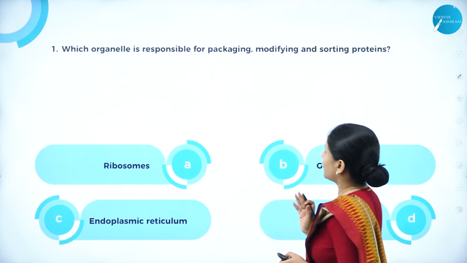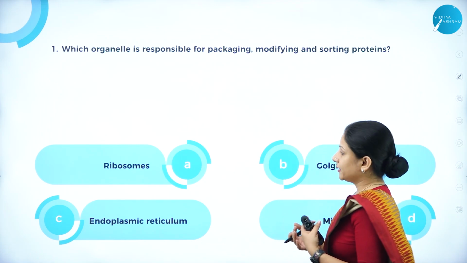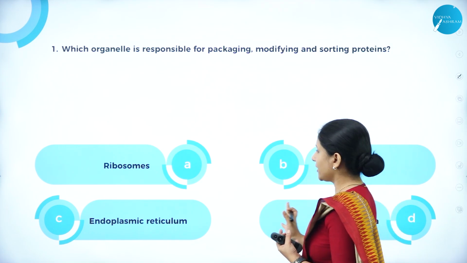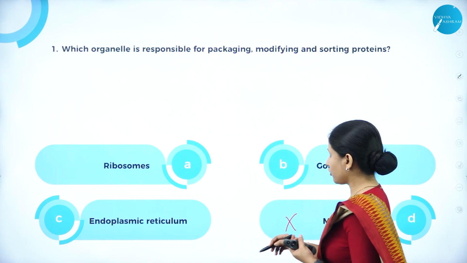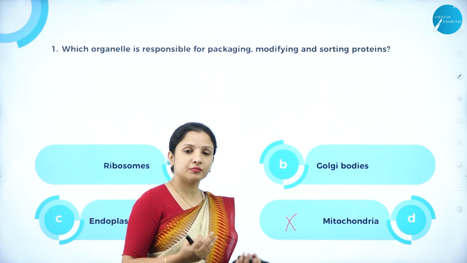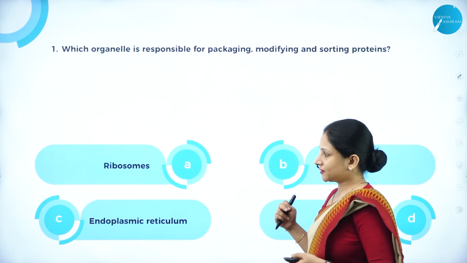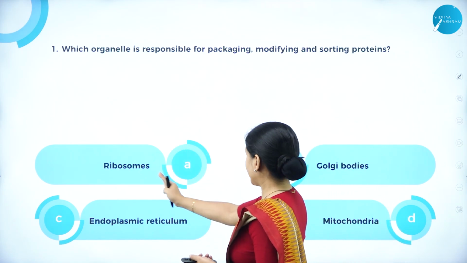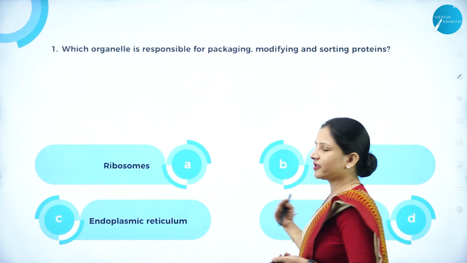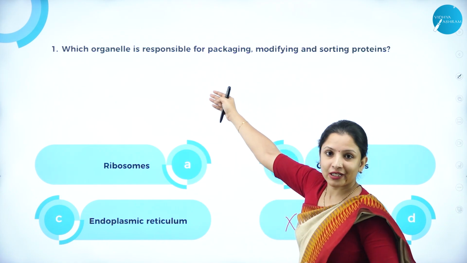Which organelle is responsible for packaging, moving and sorting proteins? Is it ribosomes, Golgi bodies, endoplasmic reticulum, or mitochondria? Now we can eliminate mitochondria because mitochondria don't synthesize proteins. The main function of the mitochondria is to produce ATP. That is why they're called the powerhouse of the cells. Now the option is between ribosomes, Golgi bodies and endoplasmic reticulum because all three are somehow related to proteins. Keeping these three in mind, we have to go back to reading the question again.